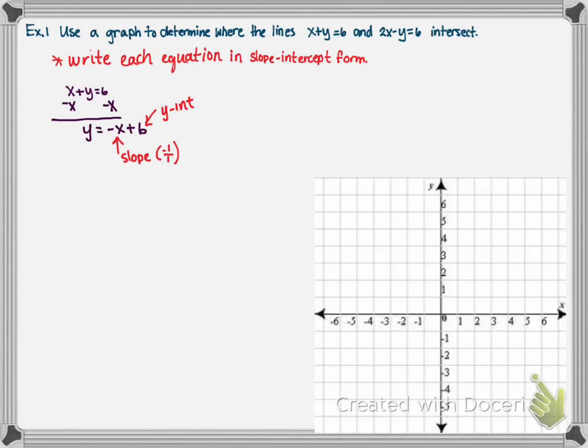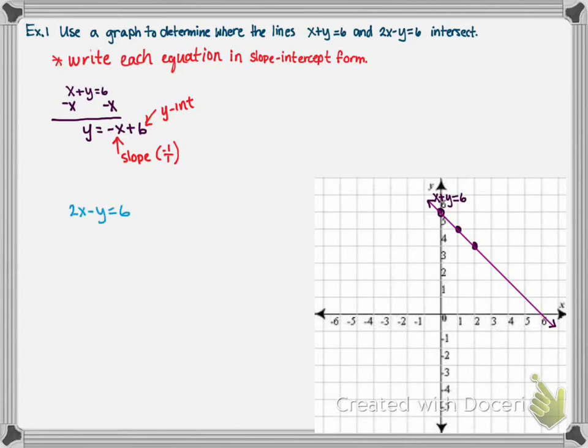So on a coordinate plane, put a point at 6 on the y-axis, and then go down 1, right 1. And I do a few more to kind of draw a straight line. Okay, so this first line is x plus y equals 6.